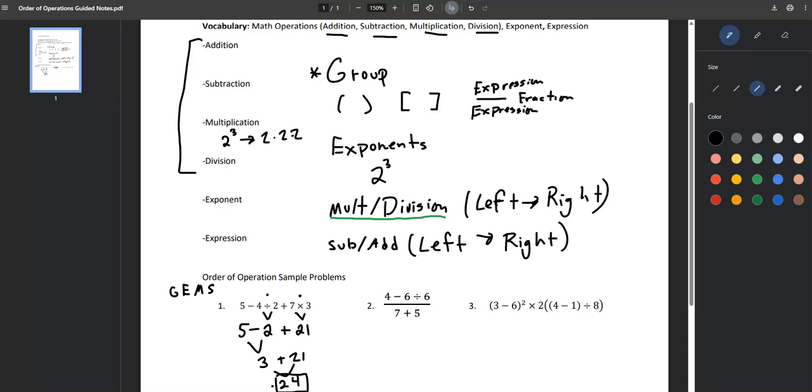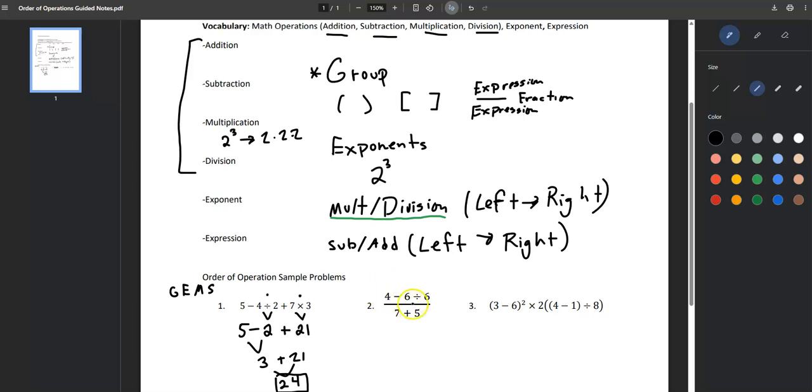Okay, all right, let's look at this second example. So I'm going to do the same, again, it's the same process over and over again. Okay, so the first thing I'm going to do is look for any groupings. So I have parentheses. Nope, I do not have brackets, but I do have a fraction with an expression over expression. So I'm just going to take the top, or the numerator here, and I'm going to look for any exponents, then multiply, divide, then add and subtract within that numerator.